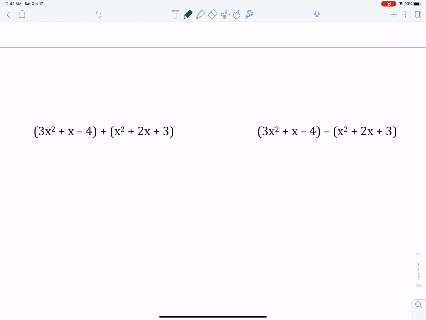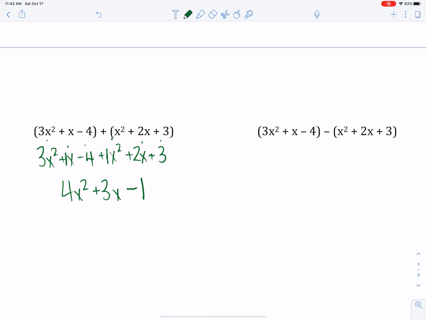Here we've got 3x squared plus x minus 4 plus x squared plus 2x plus 3. When you're adding, you can just drop the parentheses, pretend they're not even there, and combine like terms. So here we would have 3x squared plus x squared, and remember that's the same thing as 1x squared. So we do 3 plus 1, and that would be 4x squared. Then we have x, which is like 1x plus 2x. That gives us plus 3x. And then negative 4 plus 3, we have minus 1, like that. And that would be our answer.